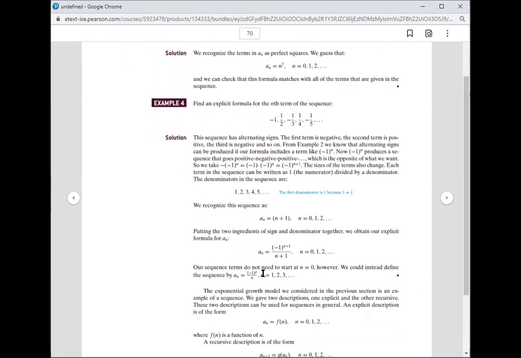Also, the sequence does not need to start with n equals 0, however. We could instead define the sequence by a_n equal to this. But the n starts from 1, not from 0. So you have to be careful of that.